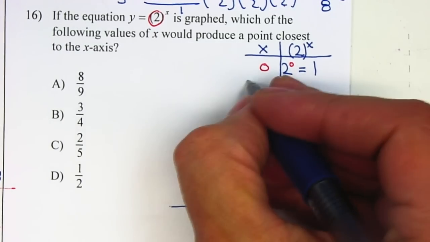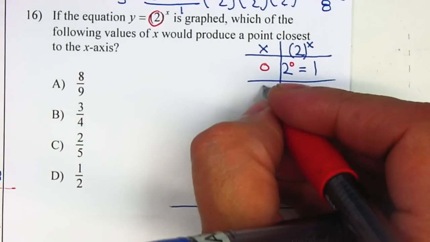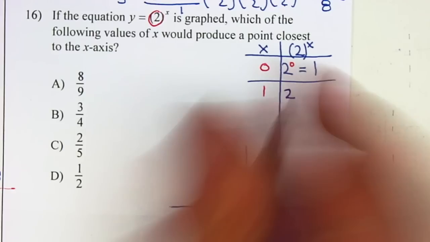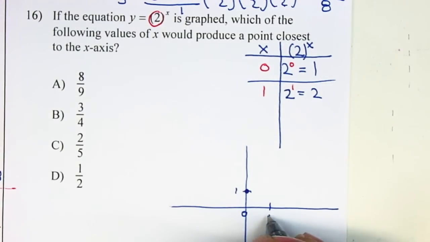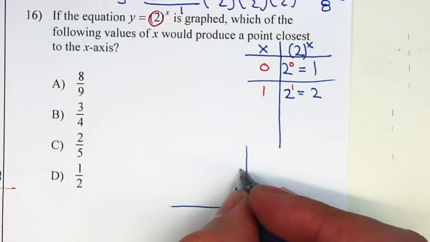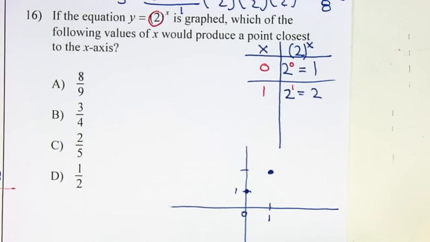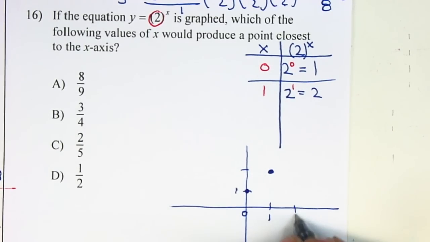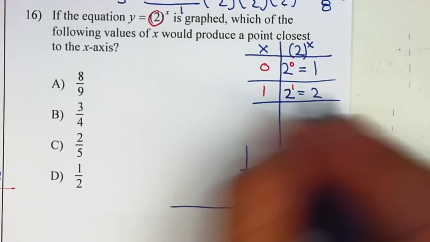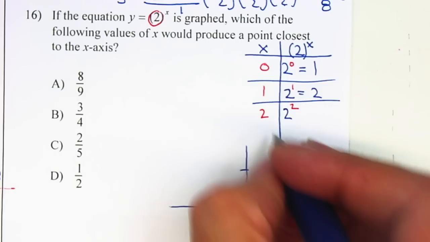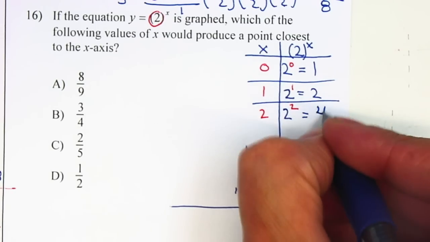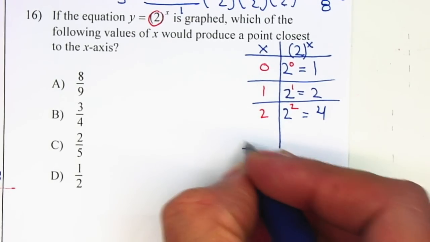Now I'm going to plug in a 1. 2 to the 1 power. Anything to the 1 power is just itself, so it's 2. So if x is 1, the y value is 2, which will be right here. Now let me plug in a 2. If x is 2, 2 to the second power is 2 times 2, which is 4. So it'll be 3, 4.